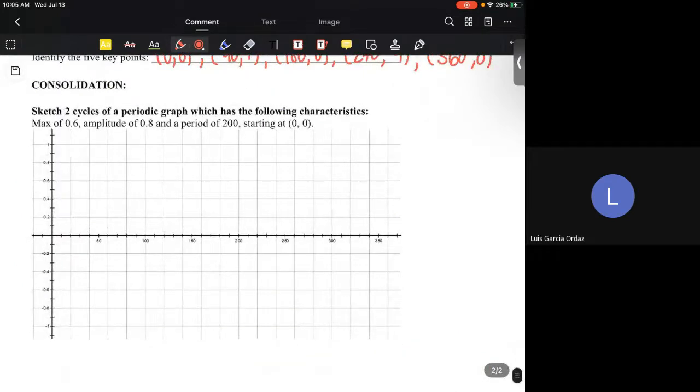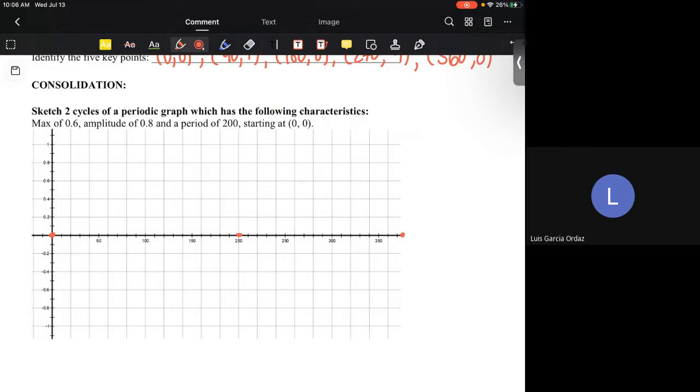So in this last example, we have to sketch 2 cycles of a periodic graph, which has the following characteristics. We have a max of 0.6, an amplitude of 0.8, and a period of 200, and it starts at 0, 0. So this is our starting point, 0, 0. So we know it has a max of 0.6 and an amplitude of 0.8, and the period is going to be 200, which means that it's going to stop over here and all the way down here.